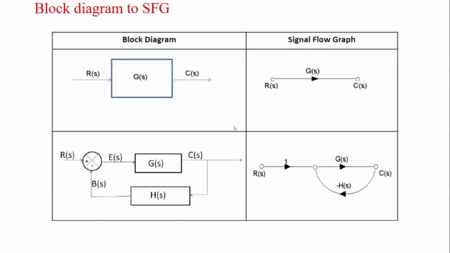You see, each summing point and takeoff point is taken as a node. On the left side of the block diagram, you have a summing point, so in the SFG you represent it by a node. Again, on the right-hand side, you have one takeoff point or pick-off point. Represent it by a node. Of course, later if C of S is the output, then we will add another dummy node. Fine.